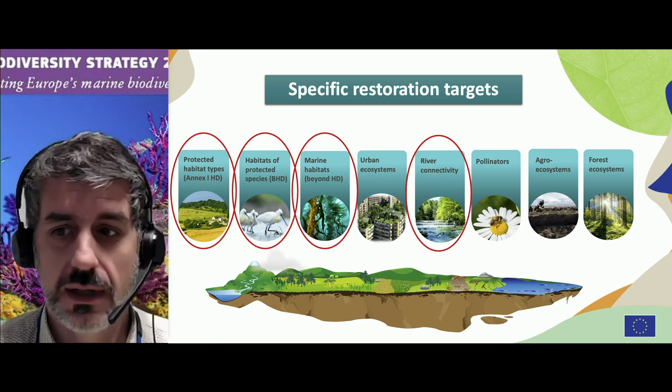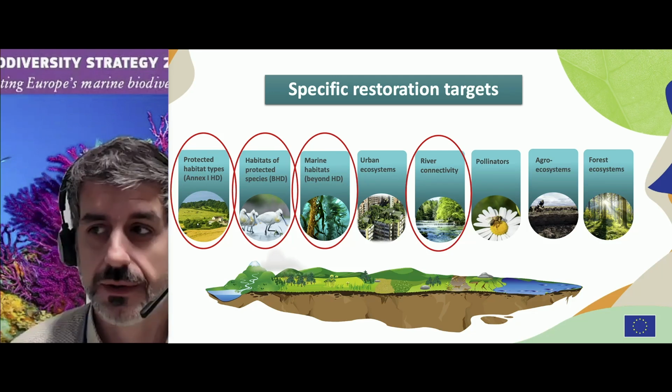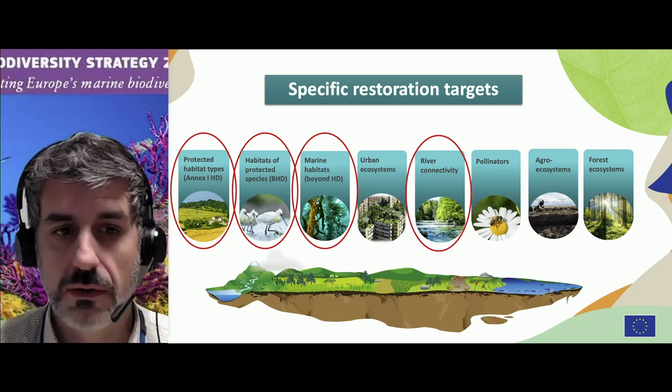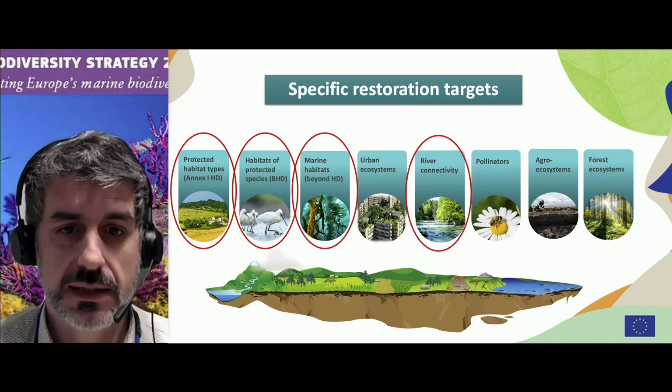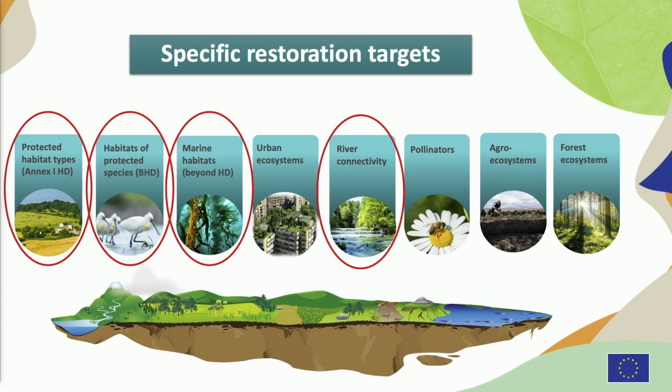But what interests us most today are the targets related to marine and coastal ecosystems, and those are circled in red. First, the law covers all habitats and species protected by EU nature legislation, by the Habitats and Birds Directives. But in the marine environment, it also goes beyond, covering all marine ecosystems protected by the Marine Strategy Framework Directive.